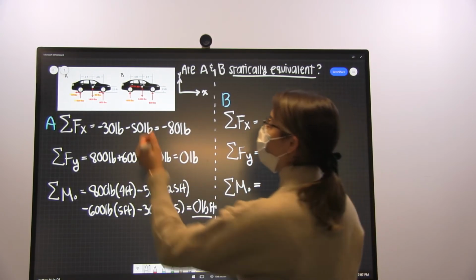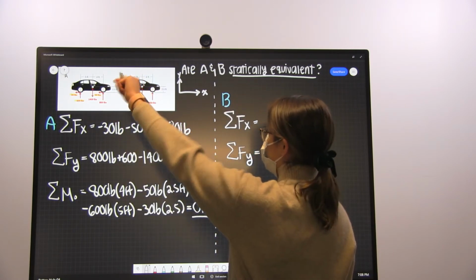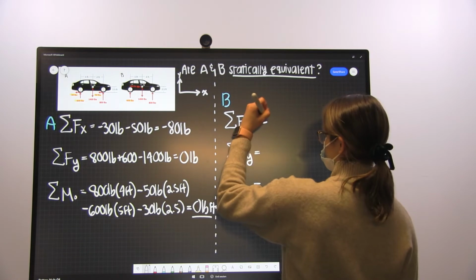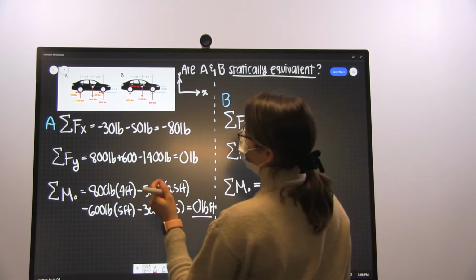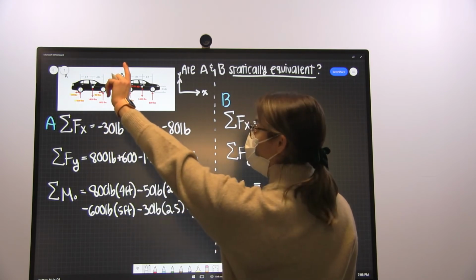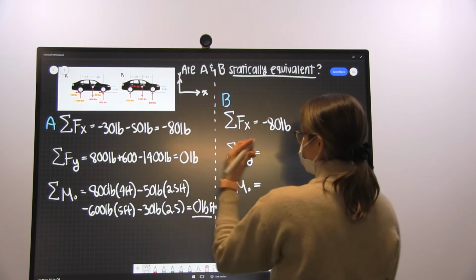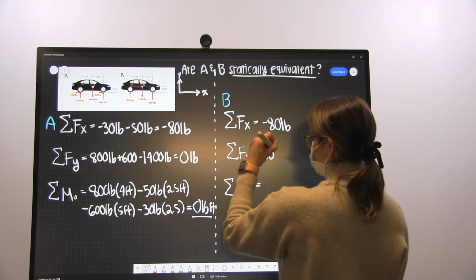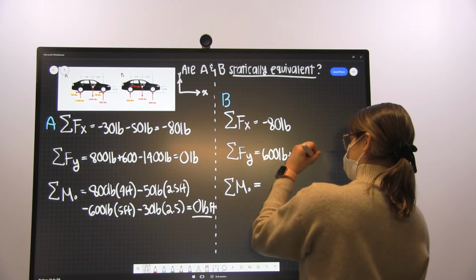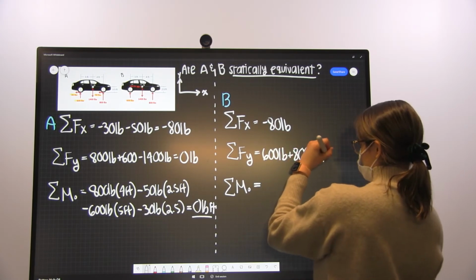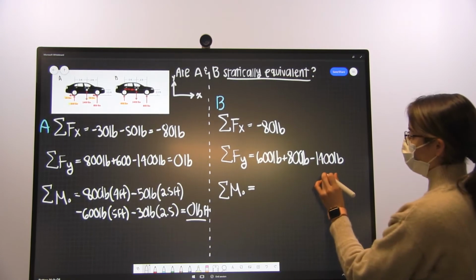Okay. Now for our car B, we're going to do again our sum of forces in the y and the x. In the x direction, we only have our 80 pound force going in the negative direction, so negative 80 pounds. In the y direction, we have 600 pounds going up, 800 pounds going up, 1,400 going down. And that is equal to 0.